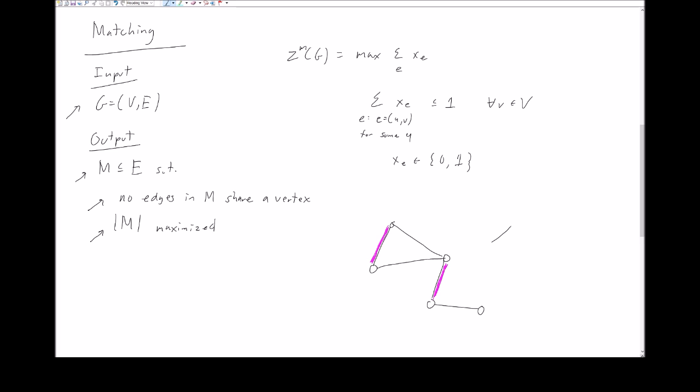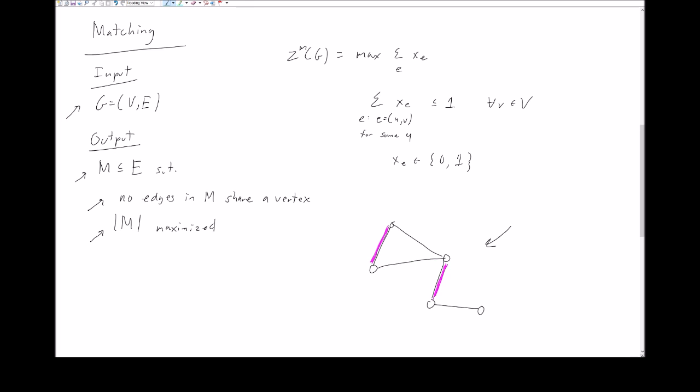So in this graph over here, we have an example of a matching, these two pink edges. We can see that these two pink edges don't share any of the vertices. And for example, if we were to add an edge, say this green edge, to our matching, it would violate the matching constraint. That is, this green edge touches an endpoint of one of our pink edges, so it can't be included.